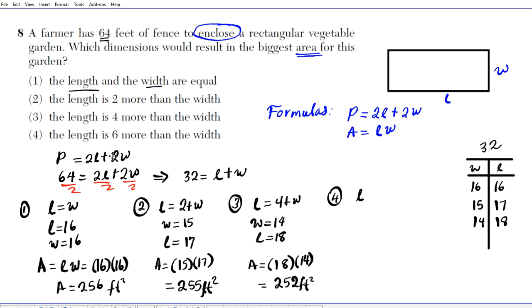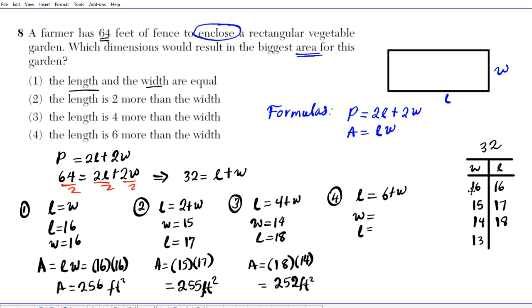The scenario here is that the length is 6 more than the width. Okay, so L is 6 plus W. Can you think about two integers that add up to 32, but one is 6 more than the other? So all I'll do is, since I want this to be 6 more than the other, I'll take 3 out of 16, 16. That gives me 13. Taking out 3 from this number automatically makes this 3 bigger, since I took 3 out of here.